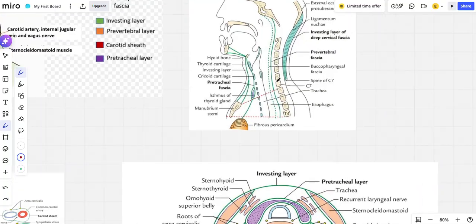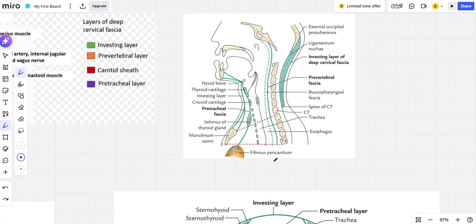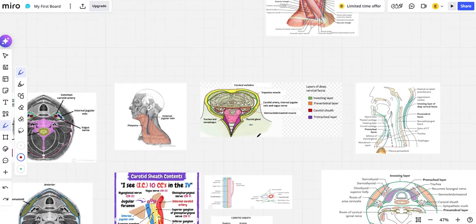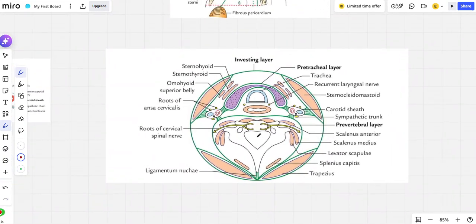Let me see if I can show it to you here. So this is the investing layer of the deep cervical fascia, right? This is your deep cervical fascia. It goes all the way from the mandible. Here they're showing you the ligamentum nuchae. So posteriorly here you have the superior nuchal line, and inferiorly this goes on to the acromion process of the scapula. Right here, you cannot see it laterally. If there's a picture laterally, I can show it to you. Okay, never mind. So you can just imagine that superiorly it's attached to mandible, mastoid process, superior nuchal line. Inferiorly it's attached to clavicle, sternum, acromion, and spine of scapula.